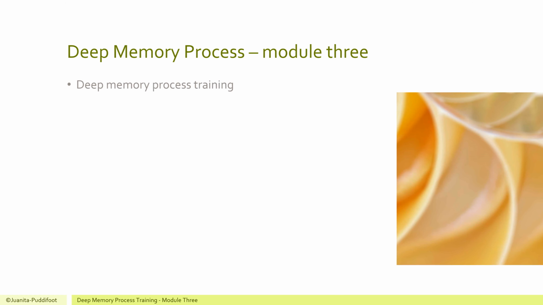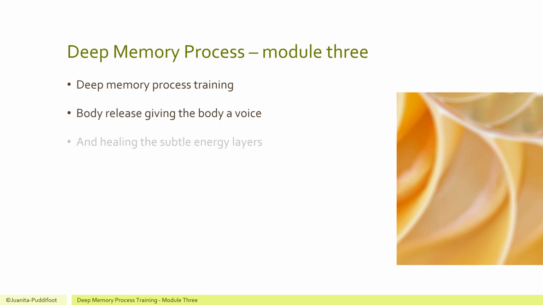Deep Memory Process training, Module 3, with the title Body Release, Giving the Body a Voice and Healing the Subtle Energy Layers. In this module, participants learn about how to work with the body, including understanding chronic physical patterns that can be held at death, how to enable various parts of the body to have a voice and tell its story, techniques to unfreeze life force energy and release the stuck emotions, thoughts and physical impulses.